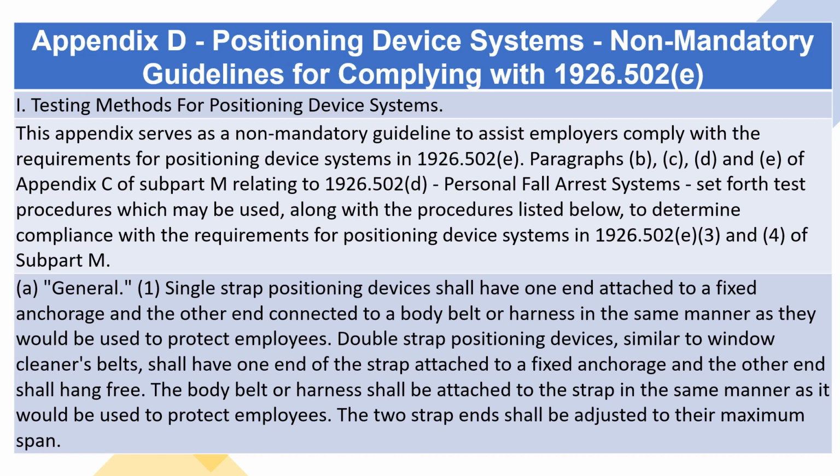Double strap positioning devices, similar to window cleaners' belts, shall have one end of the strap attached to a fixed anchorage and the other end shall hang free. The body belt or harness shall be attached to the strap in the same manner as it would be used to protect employees. The two strap ends shall be adjusted to their maximum span.